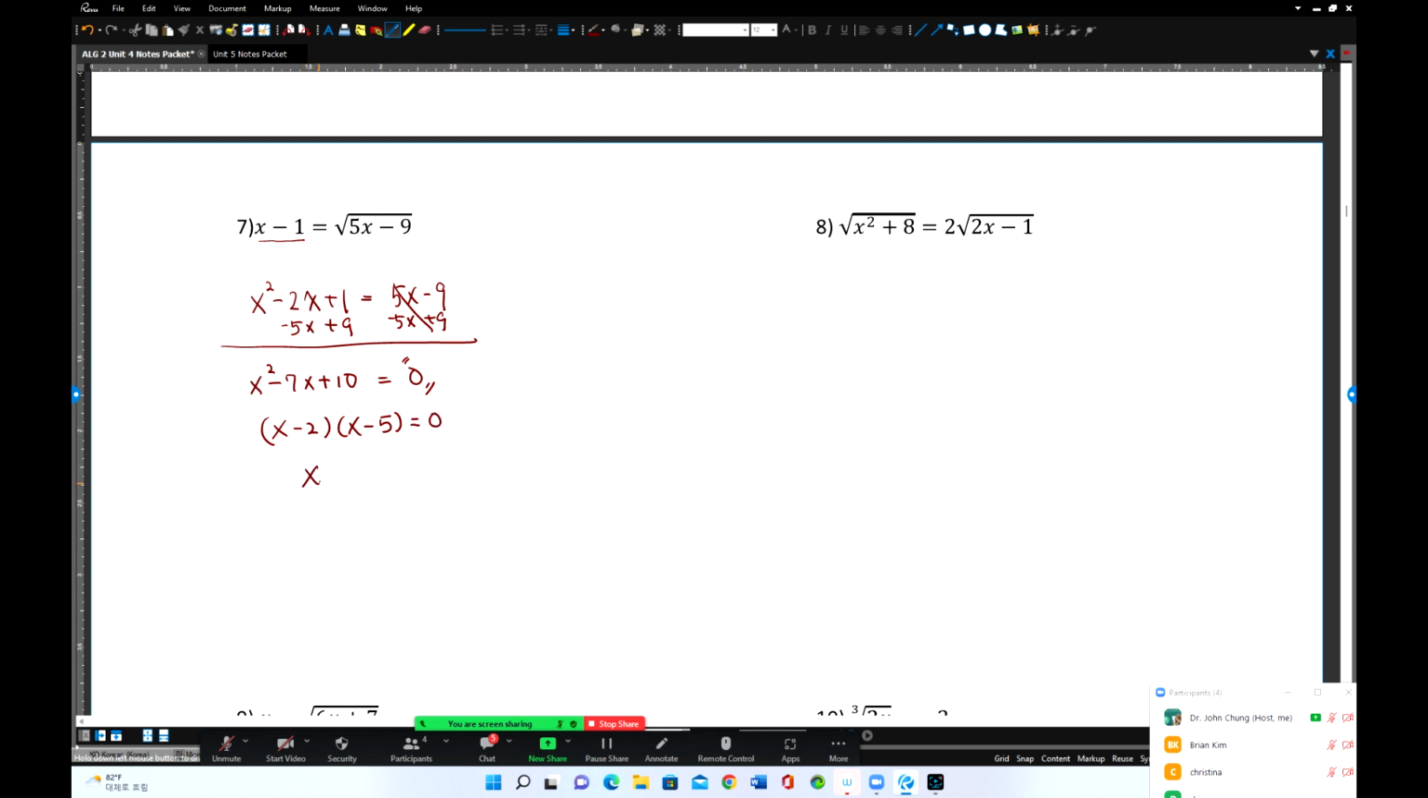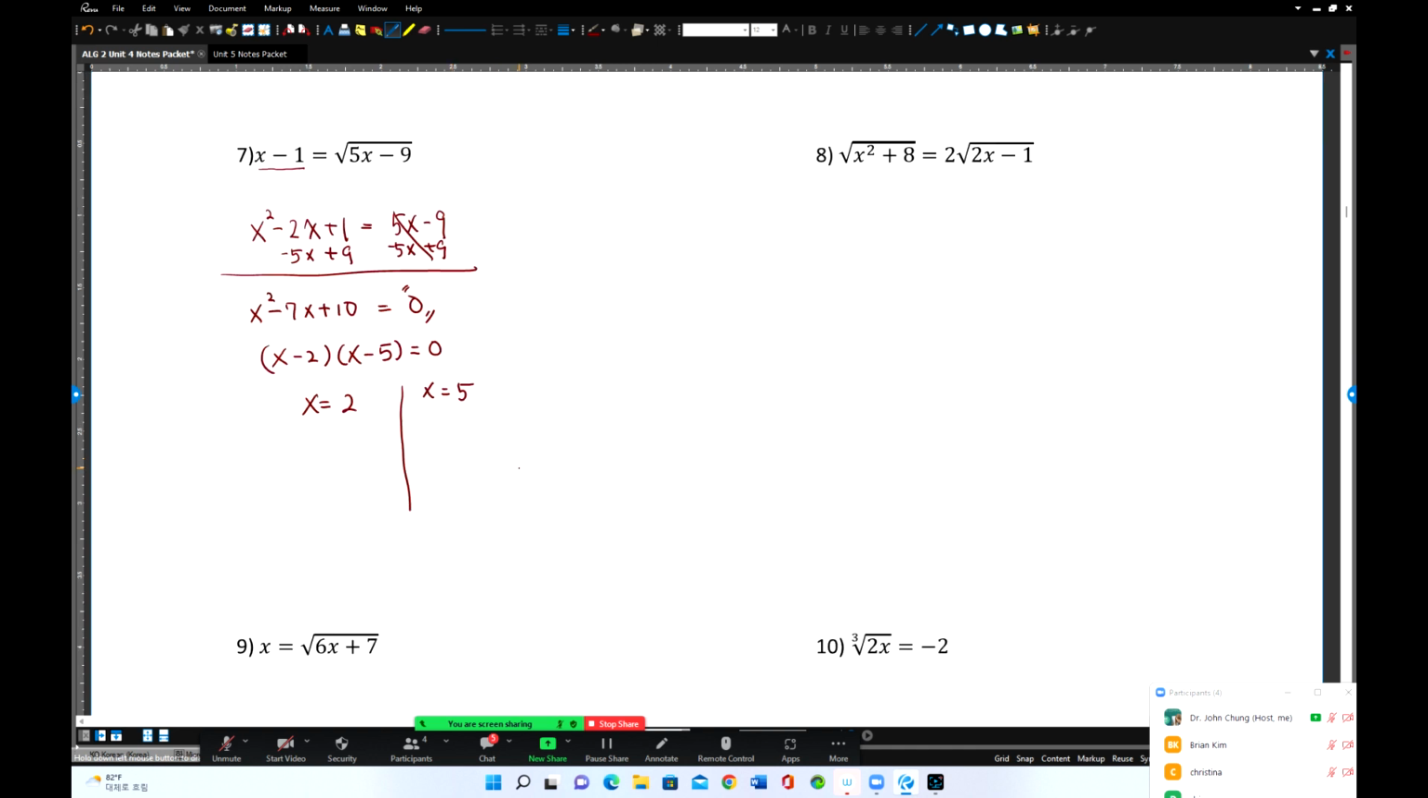The value of x is what? 2, and x is 5. So we need to check. Okay, we need to check. 2 minus 1 is positive, 5 minus 1 is positive. Maybe both numbers are possible solutions. Anyway, check. When x is 2, put this number 2 in there. 2 minus 1 is positive, that's fine. Put in there 5 times 2 is 10 minus 9. That is 1 equals 1. It's okay. That's a solution.